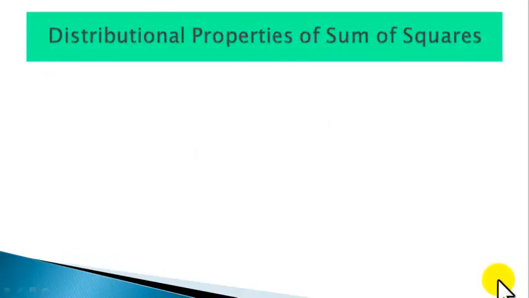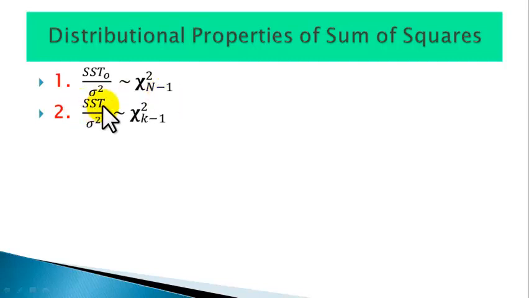Distributional properties of sum of squares. Property 1. Sum of squares of total divided by sigma squared is approximately chi-square with N minus 1 degrees of freedom. 2. Sum of squares of treatment divided by sigma squared is approximately chi-squared with k minus 1 degrees of freedom. 3. Sum of squares of error divided by sigma squared is approximately chi-square with N minus k degrees of freedom.